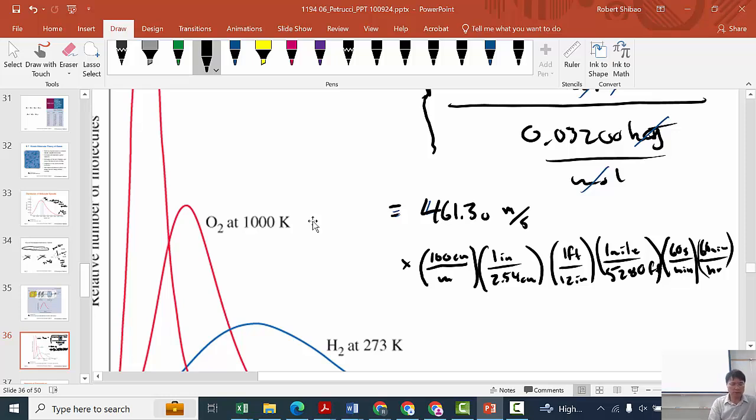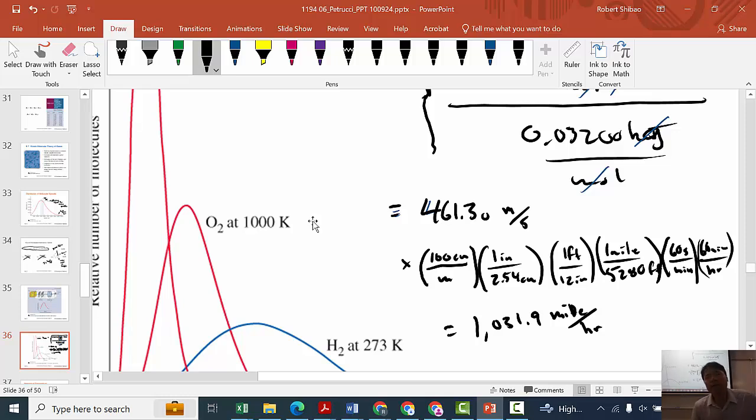So take this times 100, divided by 2.54, divided by 12, divided by 5,280, times 60, times 60. And so this is equivalent to 1,031.9 miles per hour. So about 1,000 miles an hour.